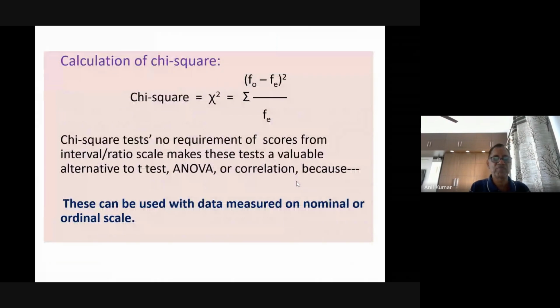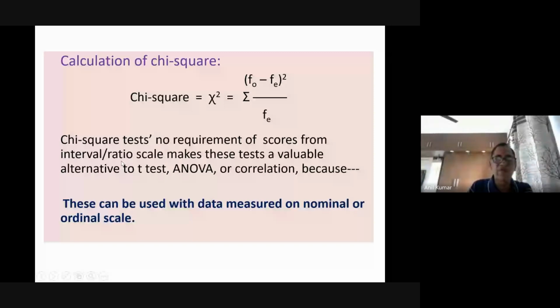I think chi-square is there. This is the formula. Normally we have observed frequency minus expected frequency, squared, divided by expected frequency, which will give rise to the value of chi-square.